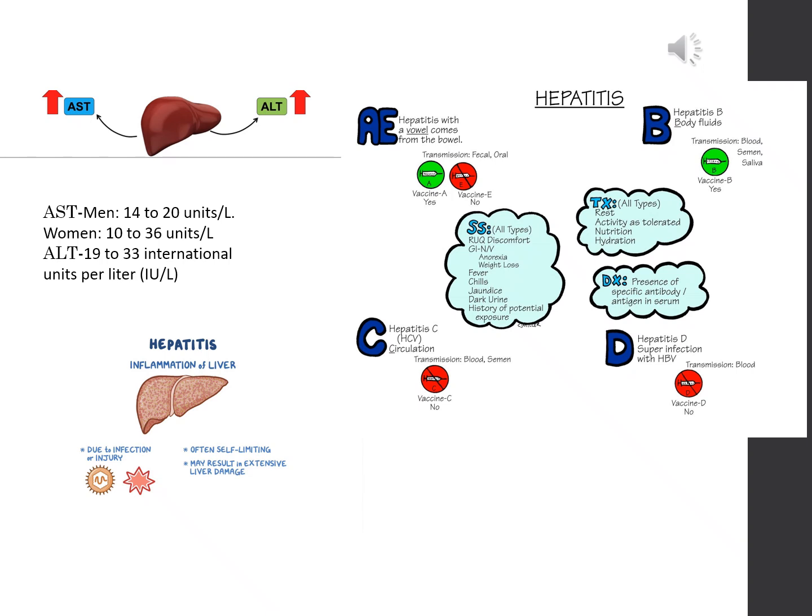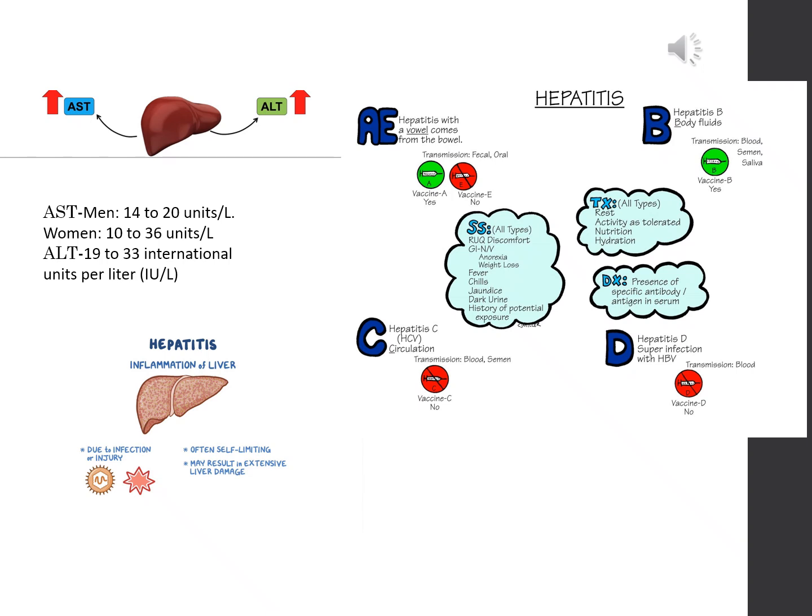We want to avoid hepatotoxic drugs, so things like acetaminophen are one of the really common ones, and maybe give them some medications for nausea and for their abdominal pain and things like that. During acute hepatitis phases, we really want to make sure that we teach good prevention for transmission: hand hygiene, safe sex, and needle precautions.